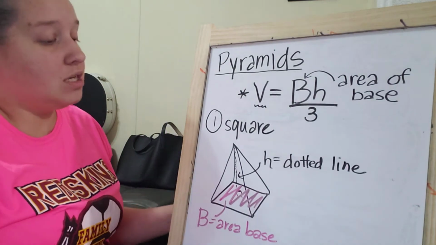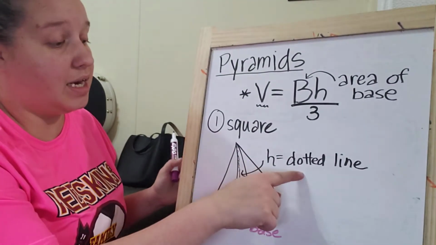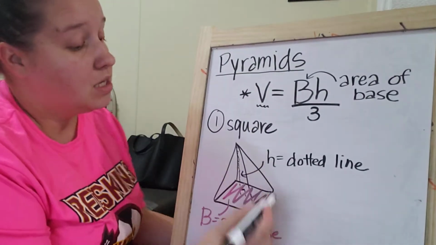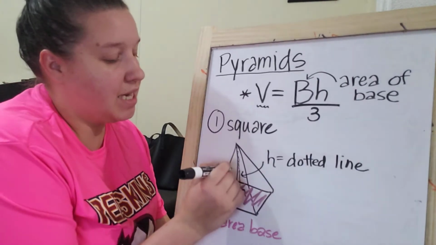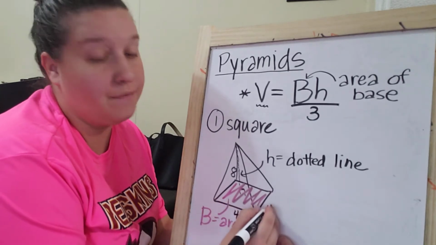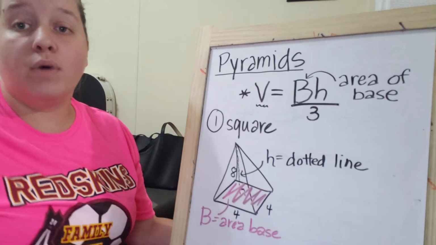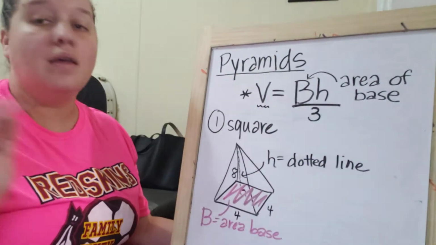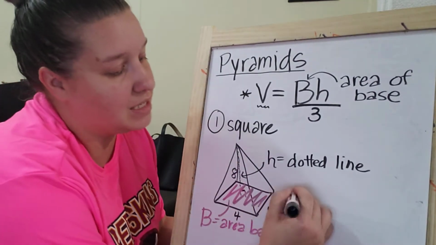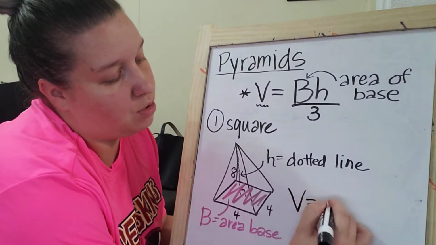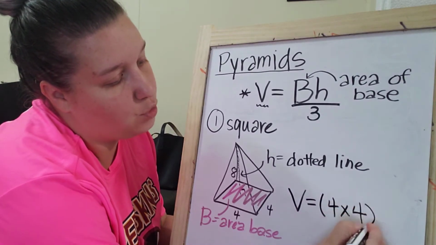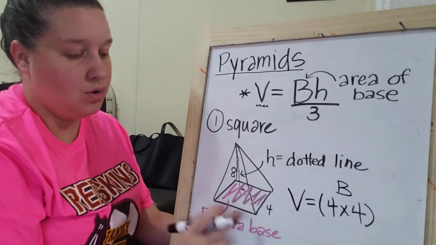Okay? So that's the two things you're going to need. You're going to need H, which is your dotted line. You're going to need the area of the base. So, on your height, let's say I gave you a height of 8. And I'm going to tell you that on your base, we have 4 and we have 4. What you're going to do is first figure out the area of the base. Well, we just multiply the two sides. So, for our volume, instead of B, we're going to turn it into 4 times 4.